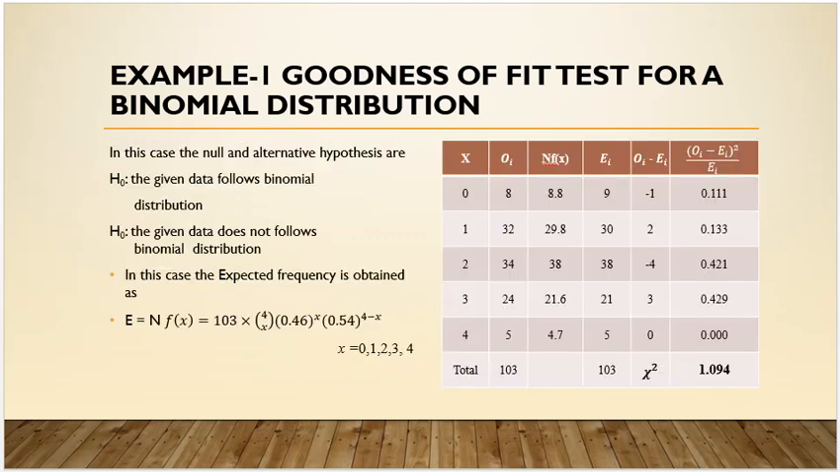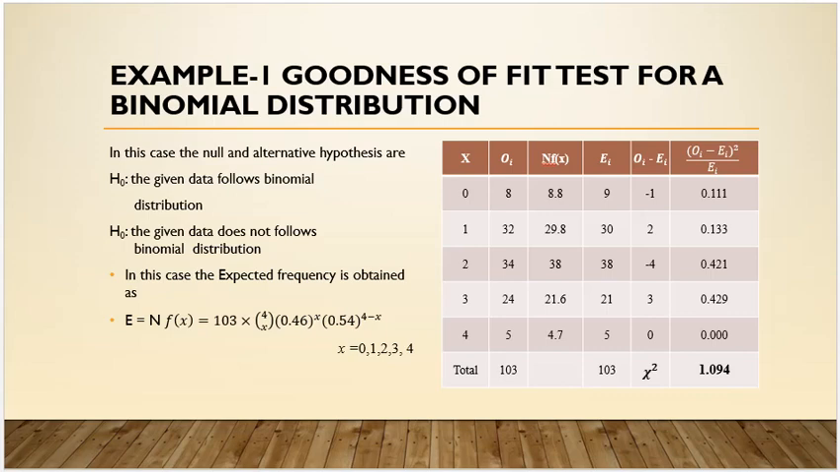Now we calculate the expected frequencies, which is n f(x). Corresponding to x equal to 0, 1, 2, 3, 4, we calculate n f(x), and then we approximate it to whole numbers, as the frequency cannot be decimals. Then we calculate (Oi minus Ei) squared divided by Ei, and we sum it to get 1.094.